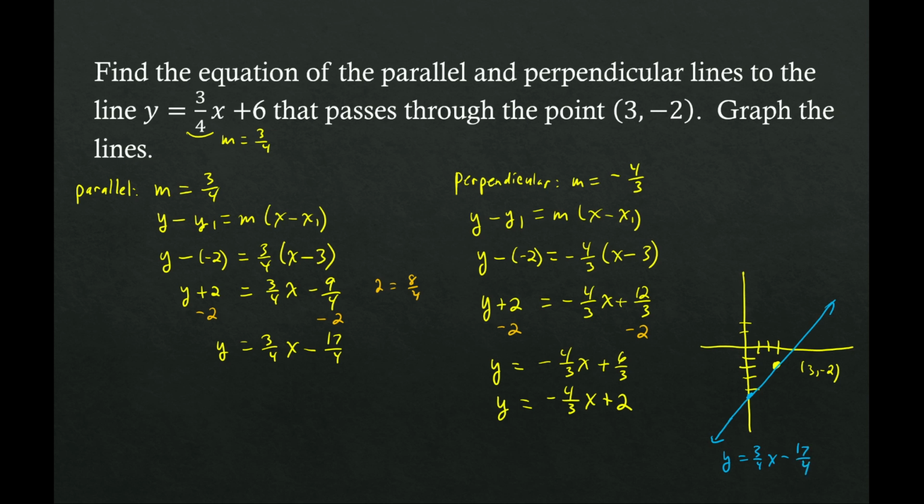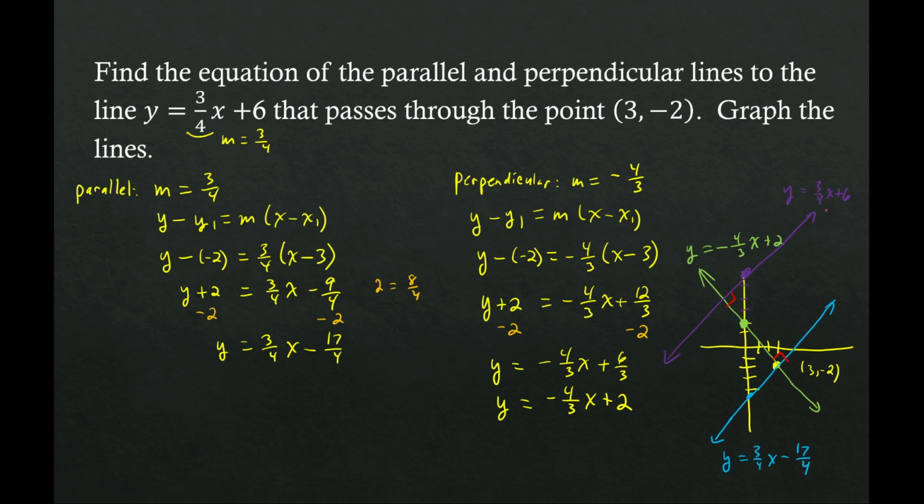Notice it does have a positive slope. For the perpendicular line, the y-intercept is 2. We connect that with the point 3, negative 2. We'll get a line that looks like that. That'll be y equals negative 4/3 x plus 2. You'll notice that these are crossing at a right angle, and that's what we want with perpendicular lines.